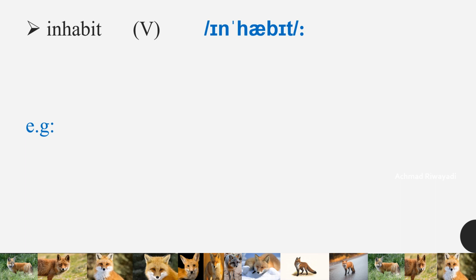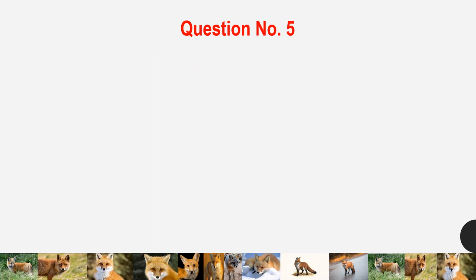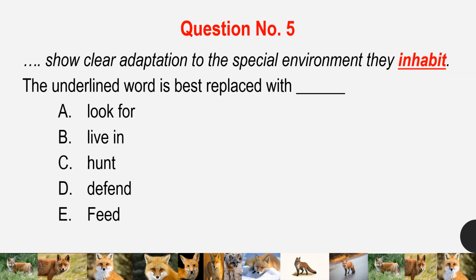Inhabit. Inhabit, verb. To inhabit means to live in a particular place. In bahasa Indonesia we say, menghuni tempat tertentu. See the example in this sentence. The islands are inhabited by 177,000 people. Pulau-pulau tersebut dihuni oleh 177.000 penduduk. Question number 5. Show clear adaptation to the special environment they inhabit. The underlined word is best replaced with live in.